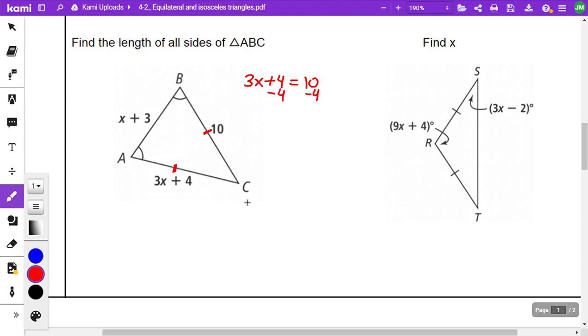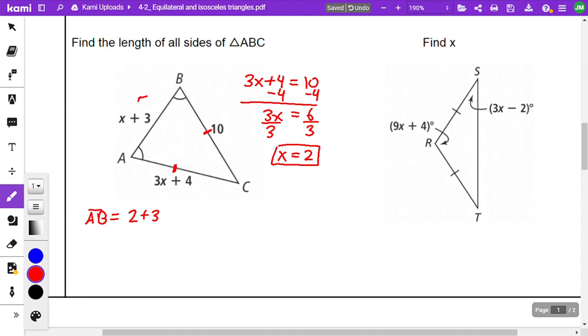It's a two-step equation here. We have 3x is equal to 6, and then divide by 3. We end up with x is equal to 2. So we can use this value of 2 and plug it into this one to find the length of AB. So AB is going to be 2 plus 3. So this comes out to be 5. AB is equal to 5.